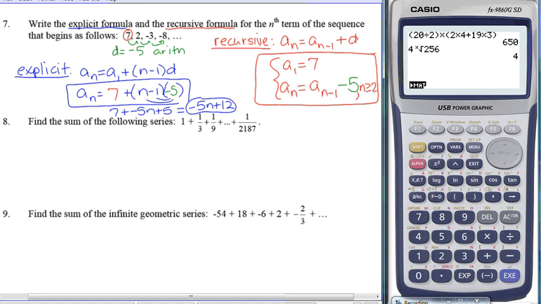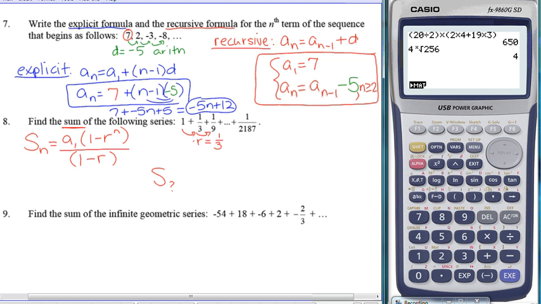All right, number 8 says find the sum of the following series. So I look at this and have to figure out, are we arithmetic or are we geometric? Every time, what I'm doing is multiplying by the same number, and the number I'm multiplying by is 1/3. So when I go to use my sum formula, my sum for a geometric is s sub n is a sub 1 times 1 minus r to the n all over 1 minus r. So I need to know s sub what? What number is going down there? How many terms do I have?